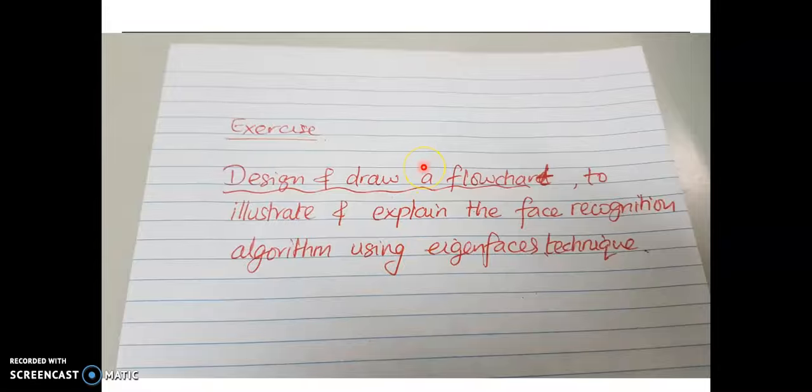So I hope this explanation has been useful concerning face recognition using eigenfaces. As an exercise, you can design and draw a flowchart to represent and explain the face recognition algorithm using the eigenfaces technique, using the different steps proposed in this session.